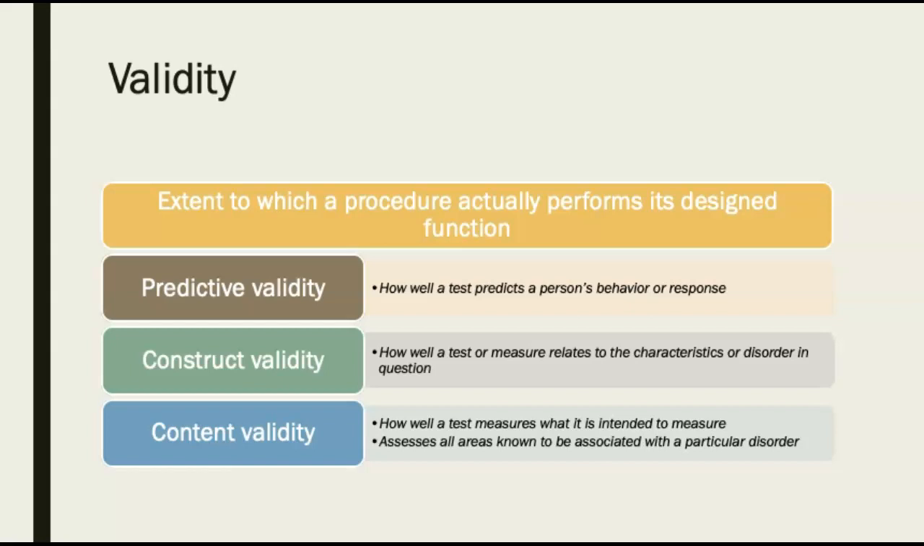So for content validity, especially important to note is that there are going to be different aspects or different features of certain disorders, such as depression. And in order for an instrument to be valid, it is going to consider and measure each of those different features that we know are associated with depression.